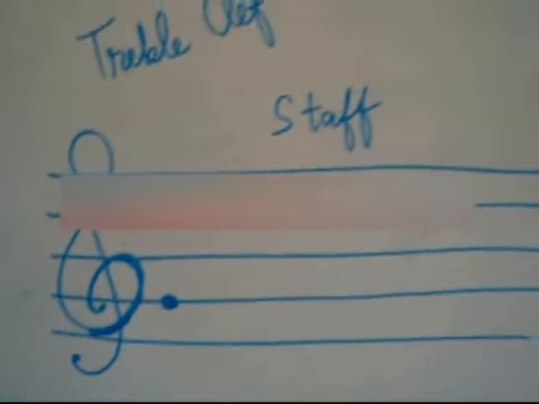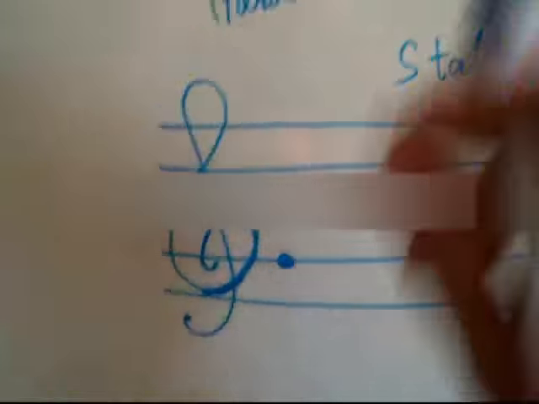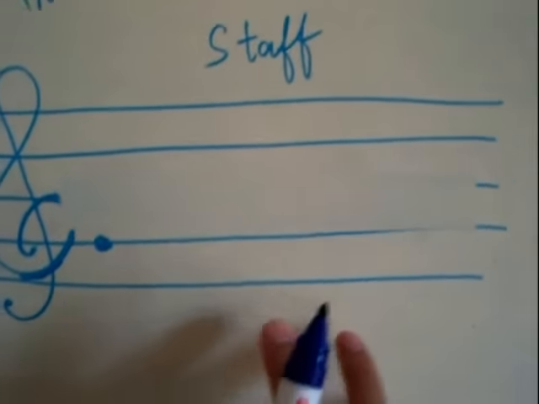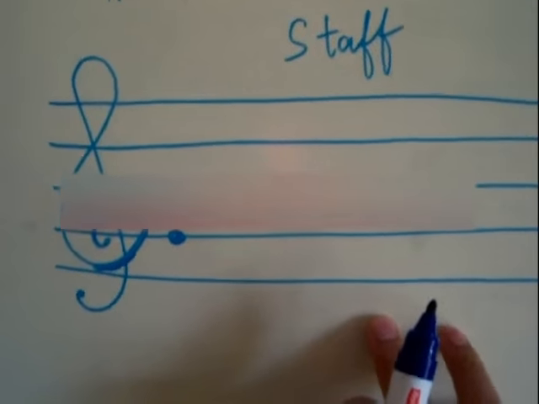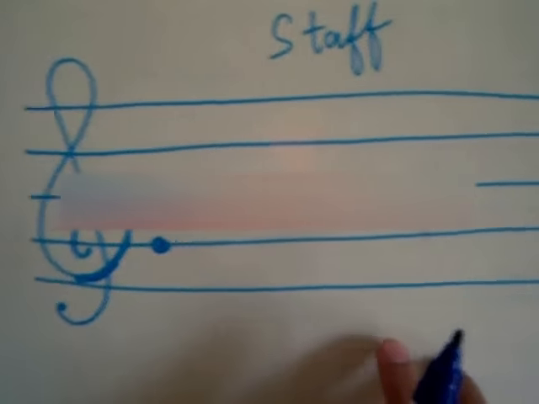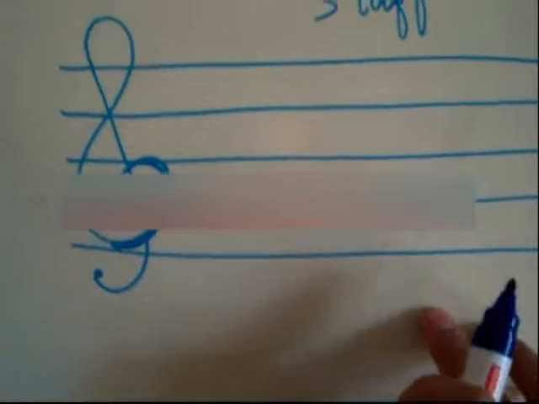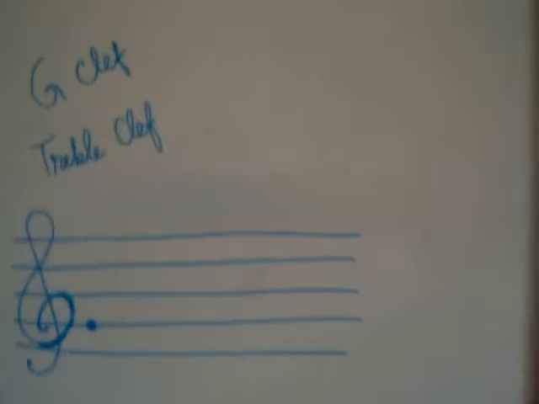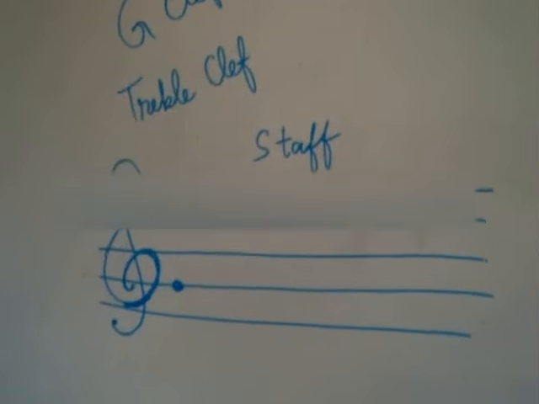Okay, now this treble clef or G clef also indicates that anything written after this should be played with the right hand, and that is a melody part. Okay, now if you want to add more notes, okay, let me clear it.